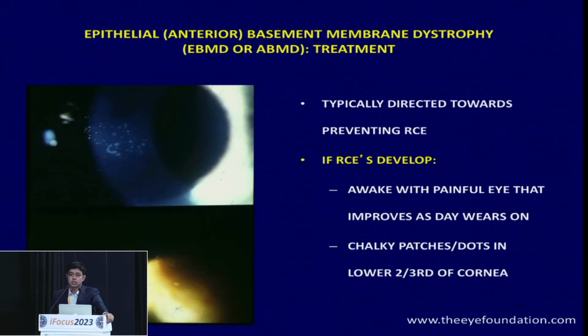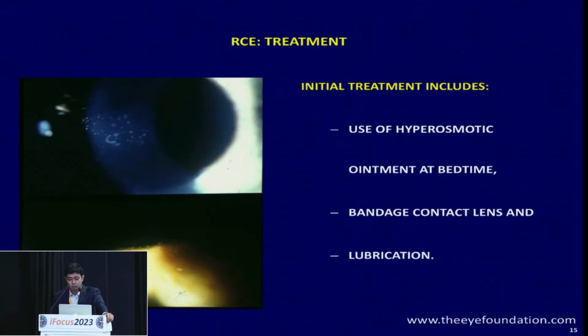The typical history that you would get is that on awakening they had severe pain and irritation, and very often it gets better over the course of the day. If they are presenting to you later in the afternoon, you may not even make out an epithelial defect. Along the edges of the defect, you see these micro dots. These are classical of a patient having had a recent onset recurrent corneal erosion.